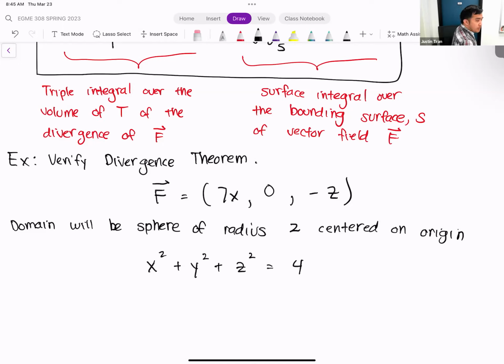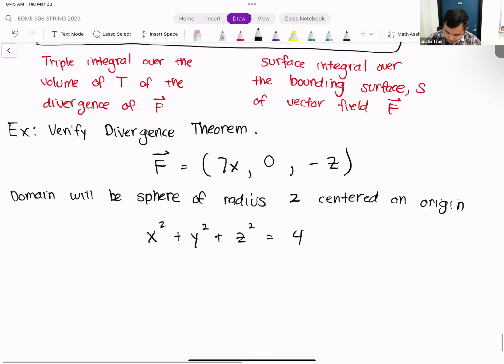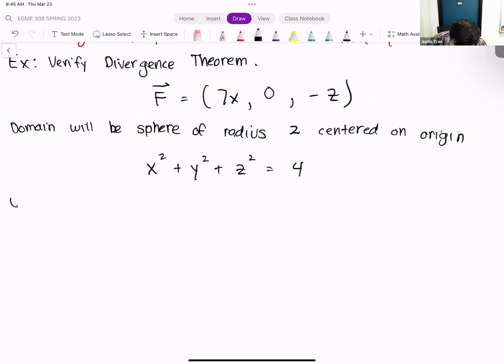What we're actually going to do is compute both sides of the divergence theorem. We're going to compute the surface integral and the triple integral, and I'm going to show you that we get the exact same thing. That shows you that the divergence theorem is real, it's actually legit. Let's start with the surface integral.